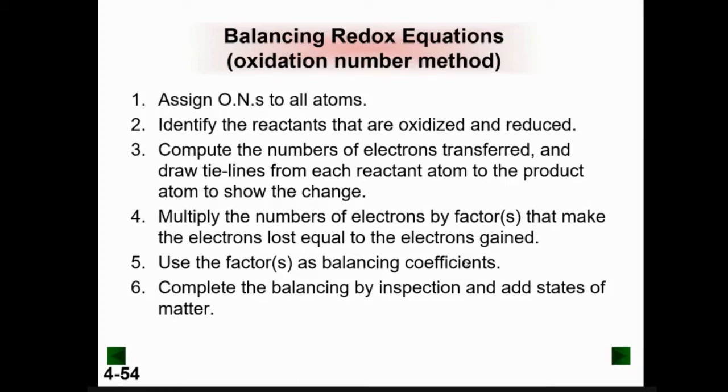Then we figure out how many electrons are being lost and gained, okay? And after that, we have to make sure those are balanced. So balancing redox reactions is all based on making sure the electrons lost equals the electrons gained. That's where they have to be.